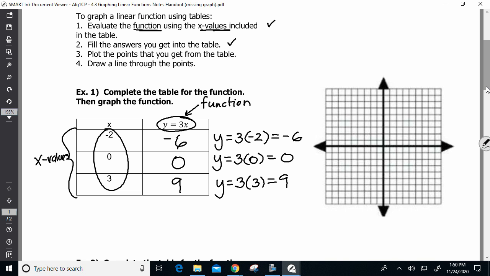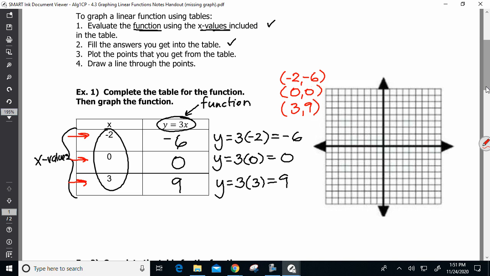Step 3 is to plot the points you get from the table. Each row from left to right represents a point. So one of your points is -2, -6. One of your points is 0, 0. And one of your points is 3, 9. We're going to put them on the graph.